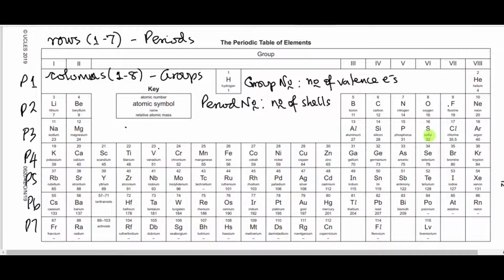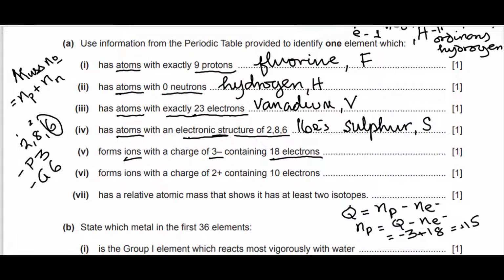So which element has atomic number 15? The last question was the element with atomic number 16, so the one before it should be phosphorus, which has atomic number 15. So the answer is phosphorus. That's B. Alright. Now, the next question says forms ions with a charge of +2 and 10 electrons.